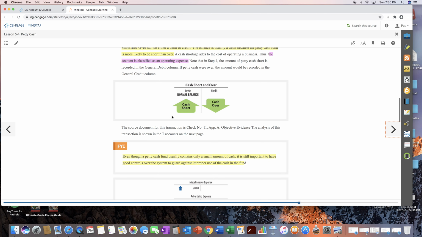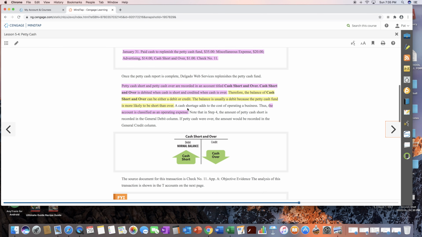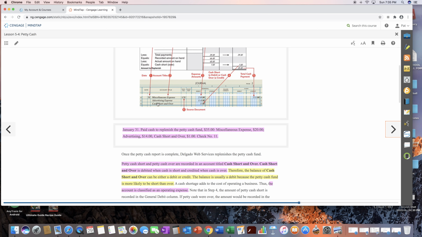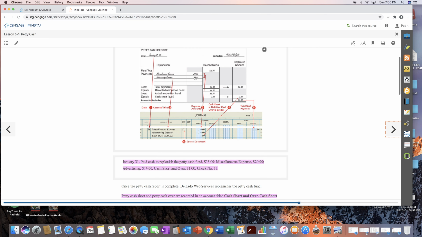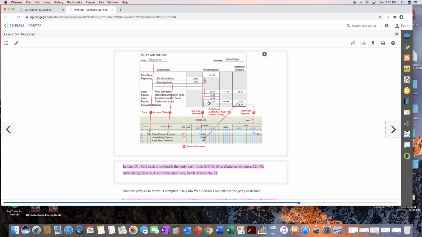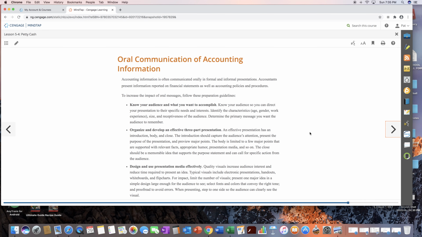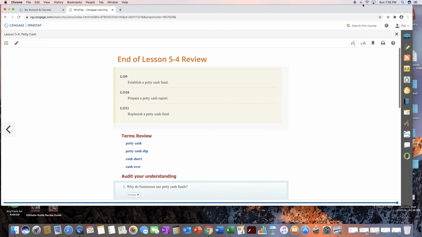Okay, so cash short and over will be a debit when it's short, listed first, and it'll be a credit when it's over, listed second. If it's an over amount on a petty cash report, it'll be in parentheses because it'll be a negative number, and we'll go from 34. If it was over, it'd be in parentheses here, it'd be 33. That's all she wrote for the notes.